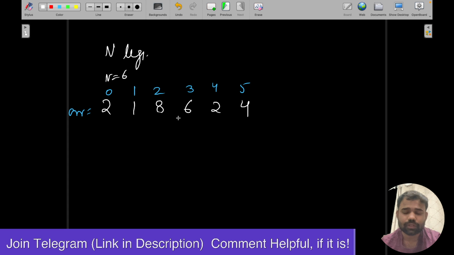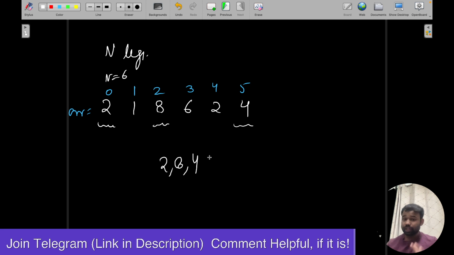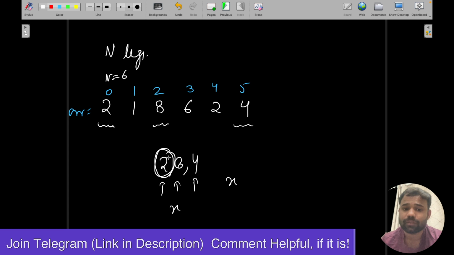For example, you choose legs 2, 8, and 4. If you have chosen legs 2, 8, and 4, that means the maximum weight that they can afford is 2 only. Why? Because weight is equally distributed among legs, so they all will bear the same weight. Let's say x. And what can be the value of x? x cannot be more than 2 because there's a leg which can bear 2 only, which is the minimum value among all the legs. So x can become max 2 only.